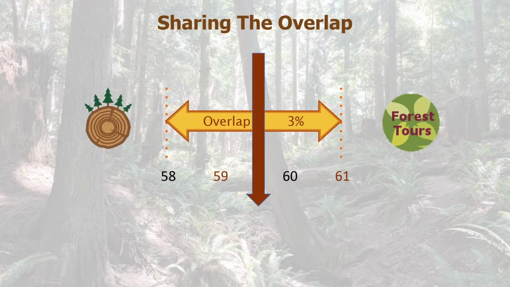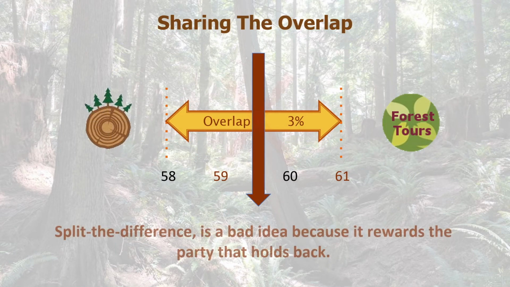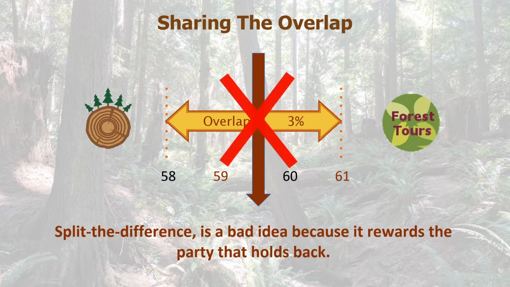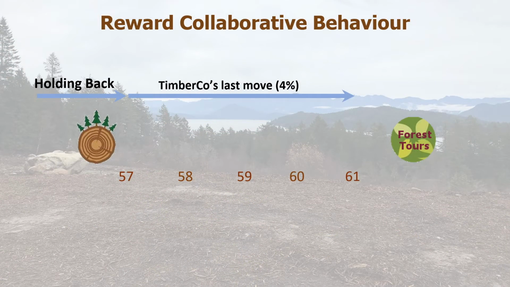The first thing that might come to mind is to split the difference, but that's a bad idea because it rewards the party that holds back. This has a chilling effect on the negotiations. Smartsettle's algorithm rewards collaborative behavior, which has the exact opposite effect.